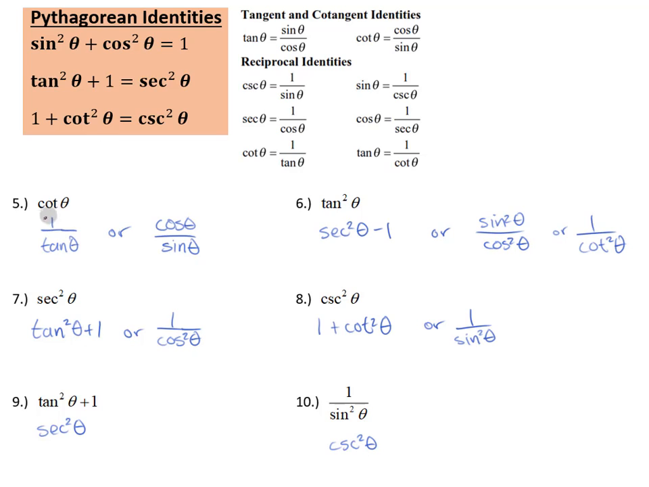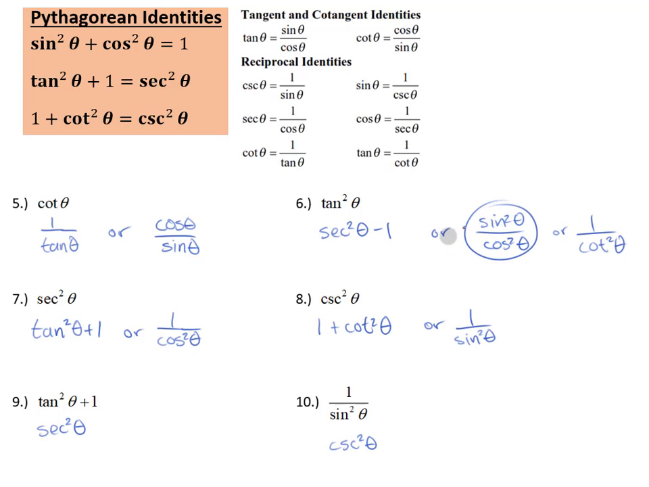All right, so these are some of the possible answers I came up with. Cotangent, you could write as 1 over tangent, or by its definition, cosine over sine. Tangent squared from our identity would equal secant squared minus 1. You'd have to move that 1 over. So using the Pythagorean identity, we can get that. Or from its definition of tangent, sine over cosine squared, since it was tangent squared. Or its reciprocal, 1 over cotangent squared. So lots of different ways that you could write this.